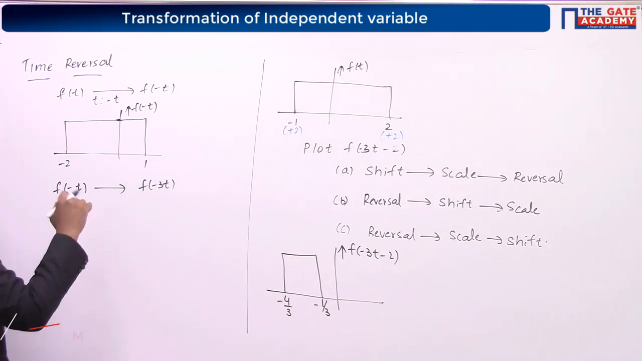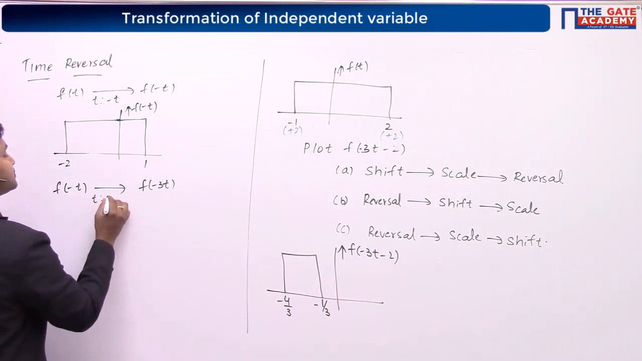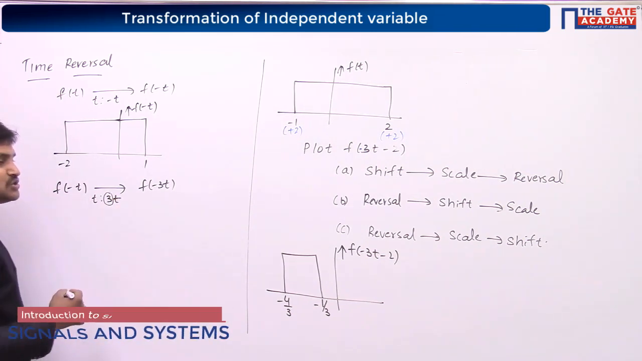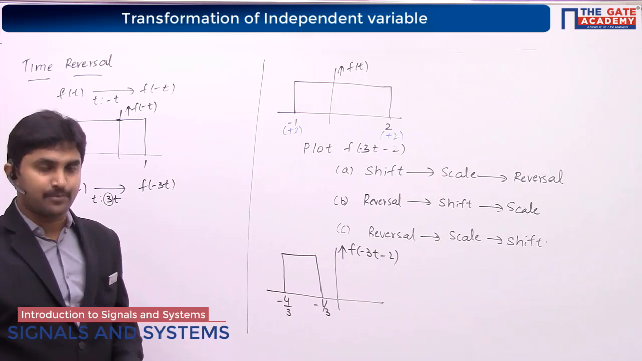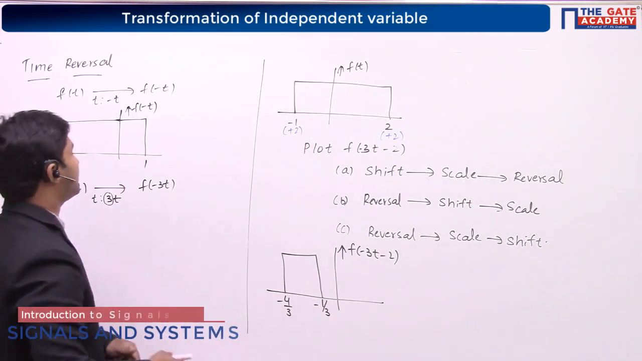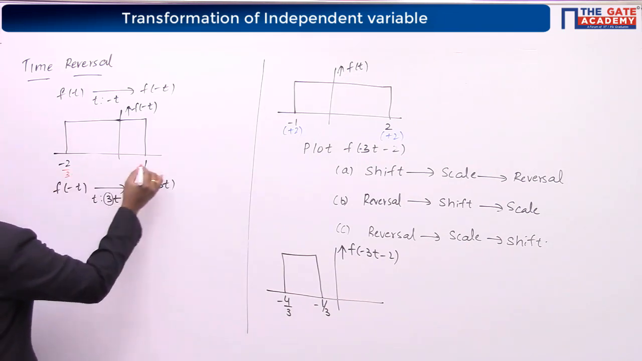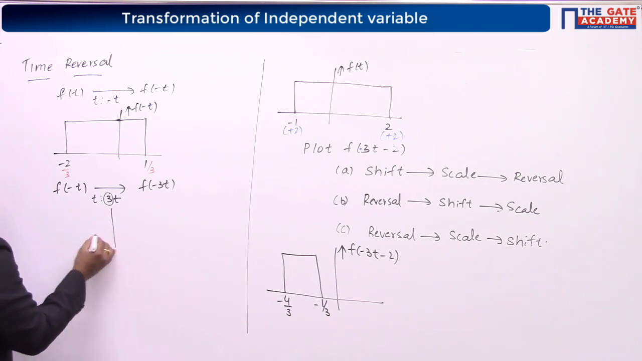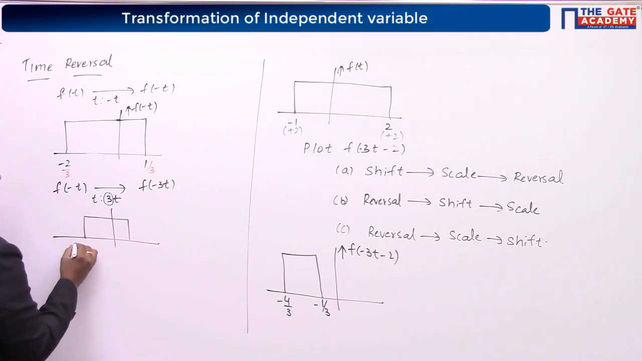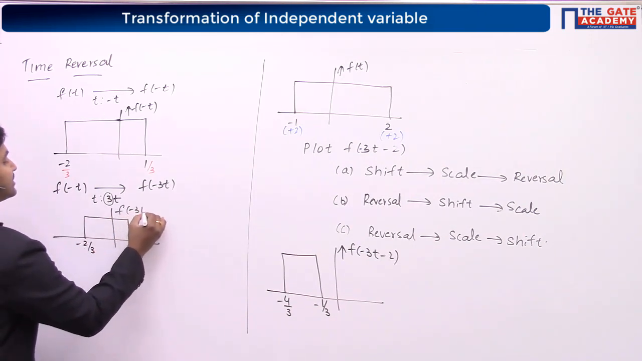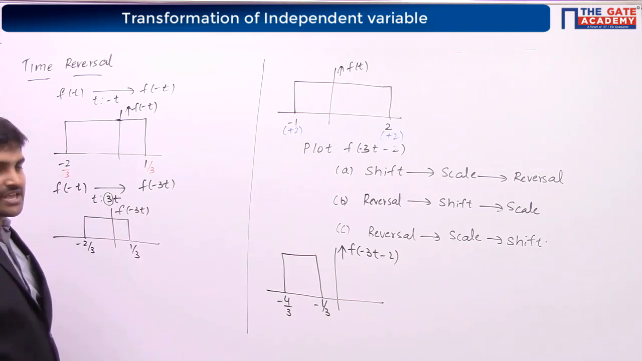I told you we can blindly go with this, that t becomes 3t. So when you do this, you have a scaling parameter of 3. Whenever you have a scaling parameter of 3, what is the approach? We just divide the time axis by the scaling parameter. So when you do that, it's going to be minus 2 by 3 to 1 by 3. This is the result which is f of minus 3t.